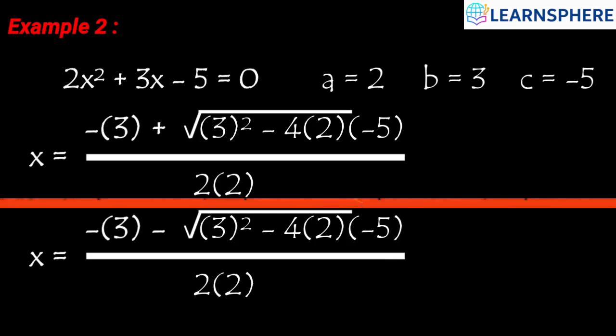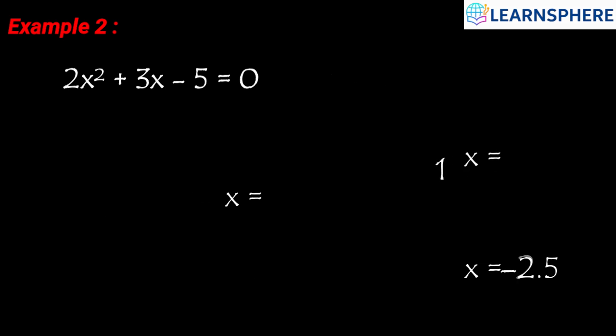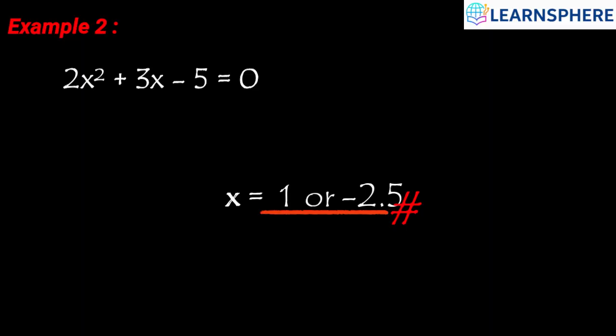And we can simply put all the values into our calculator, which will give our first value of x to be 1 and our second value of x to be negative 2.5. Therefore, for the second example, the two values of x are x equals 1 or negative 2.5.